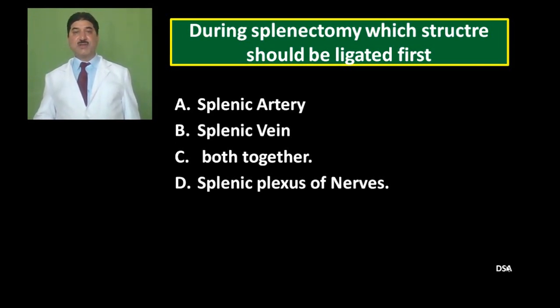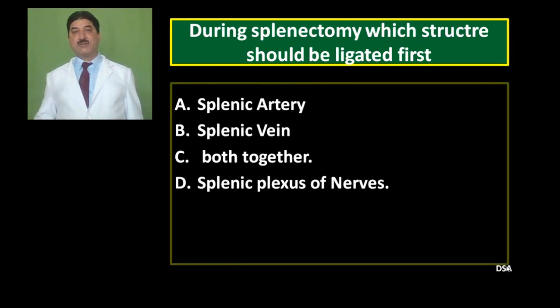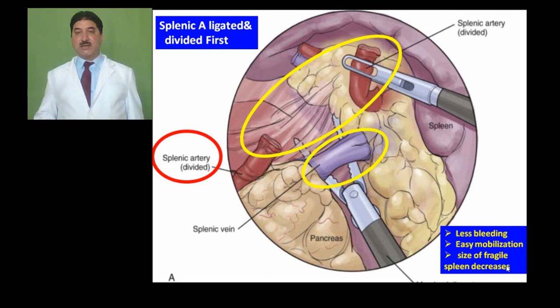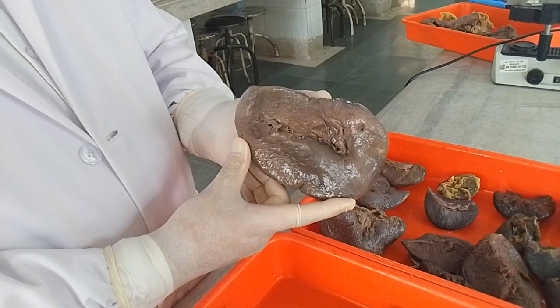As shown in this diagram, splenic artery is to be ligated first, followed by ligation of the splenic vein. The advantages of this procedure are it decreases bleeding, it makes mobilization of the spleen easier, and size of the fragile spleen also decreases. This is enlarged spleen.